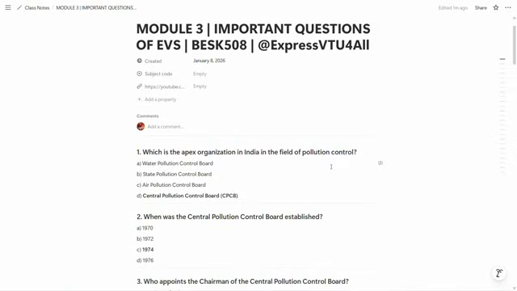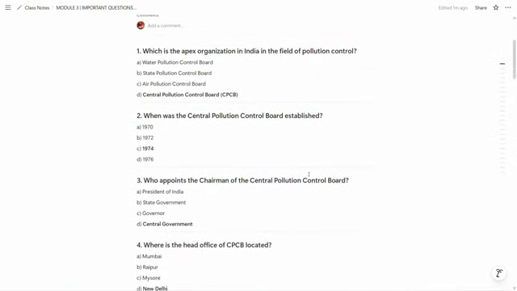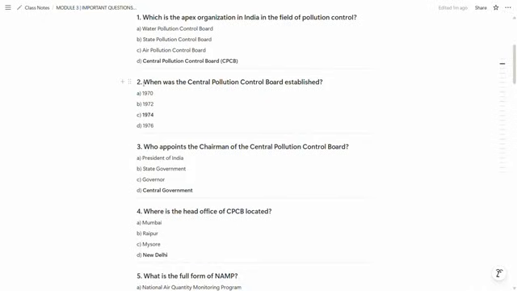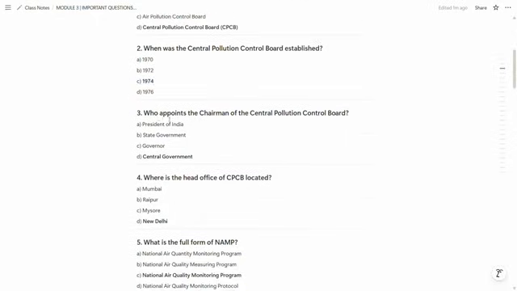So now we are covering the most important questions from module 3. So the first question is, which is the apex organization in India in the field of pollution control? So Central Pollution Control Board, CPCB, is the apex organization in India in the field of pollution control. So D option is the correct answer. Now the second question is, when was the Central Pollution Control Board established? In 1974 it was established. So C option is correct.